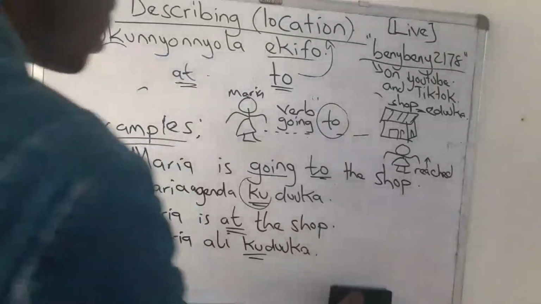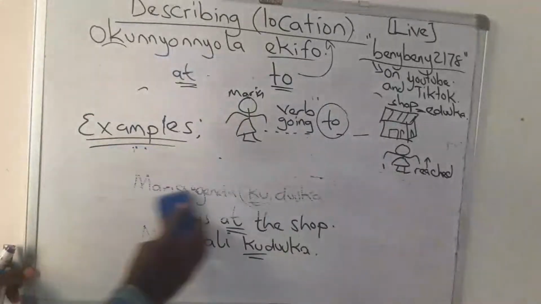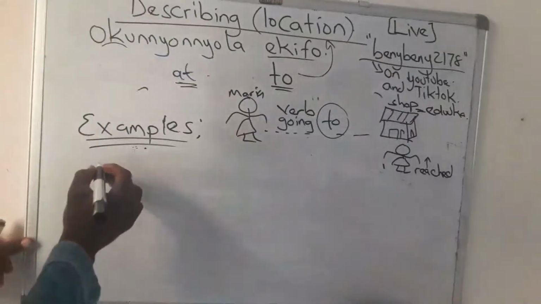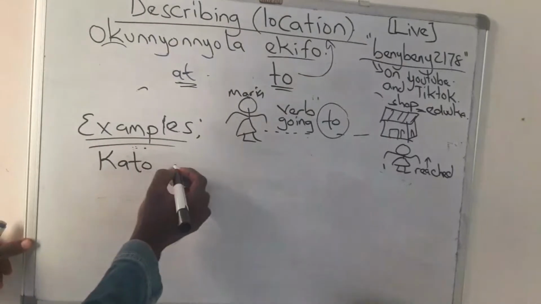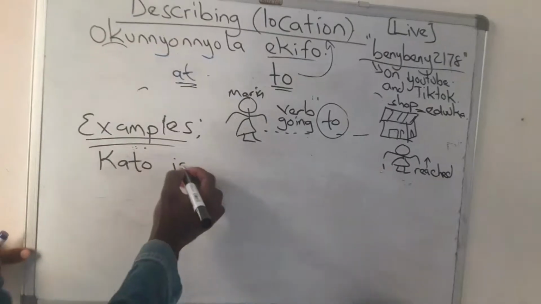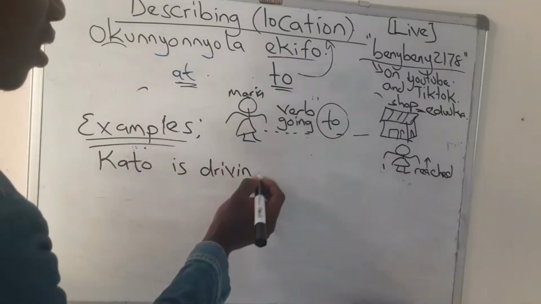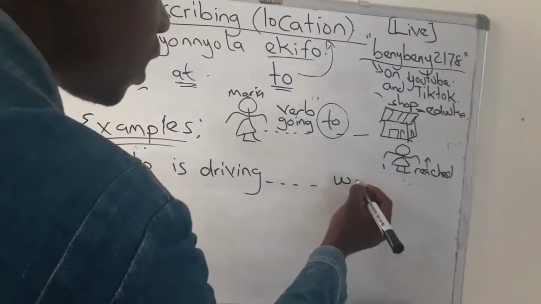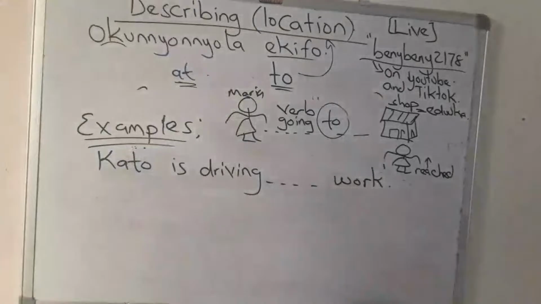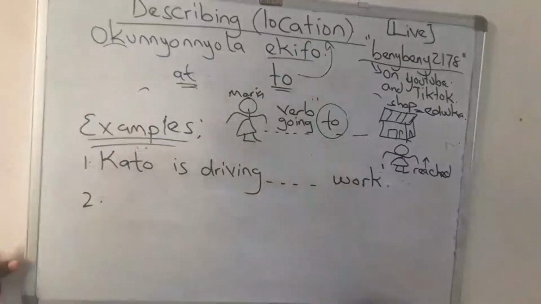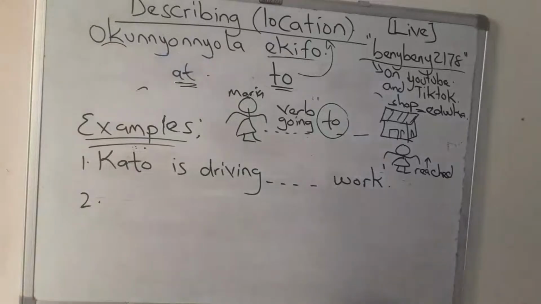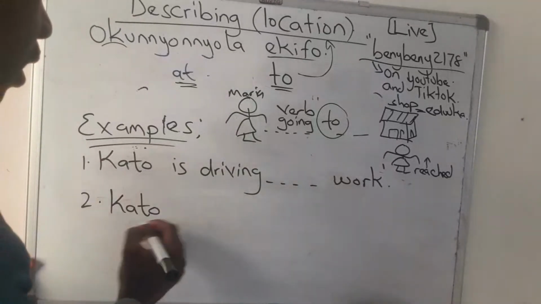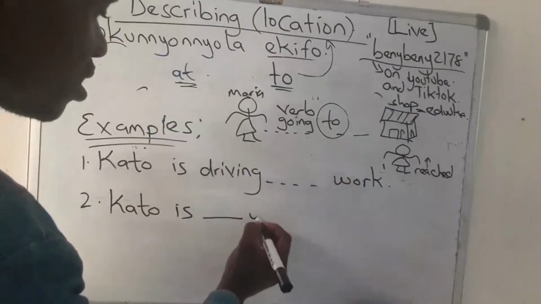Okay, let me give you another example such that we further understand what I'm trying to mean. If I say Kato is driving dash work. Then the next example, Kato has arrived, so I say Kato is dash work.